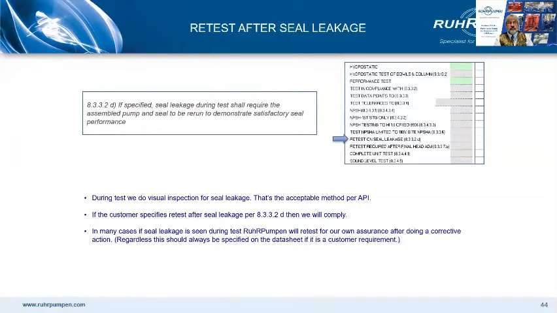Retest on seal leakage. Yeah, we'd probably want to do this anyway. Though there can be good reasons for seal leakage. For example, a seal that is designed for very high suction pressure. And of course, we don't duplicate that very high suction pressure on the test loop.